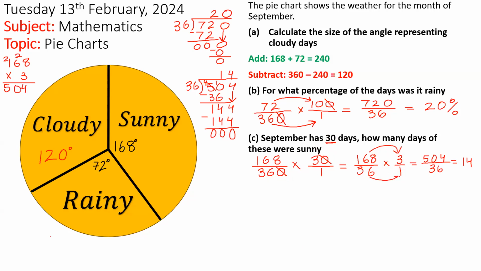168 multiplied by 3 is what? What did y'all get for that? 504. Then we divide that by 36. So 504 divided by 36 is going to be what? 14. Very good.